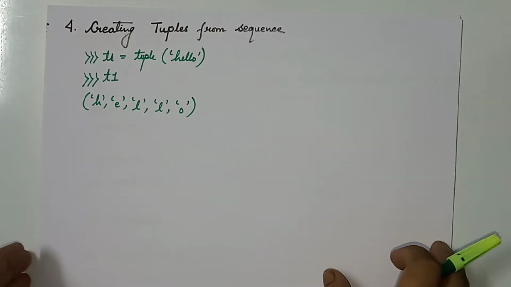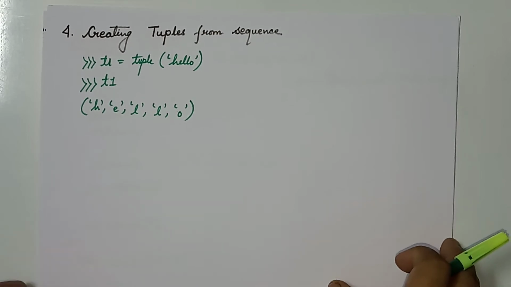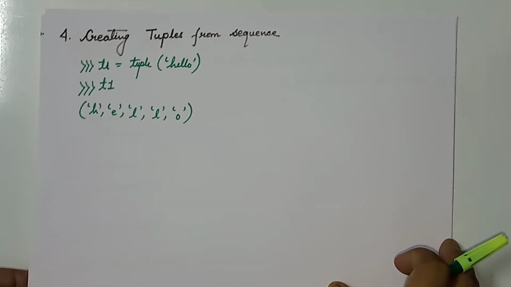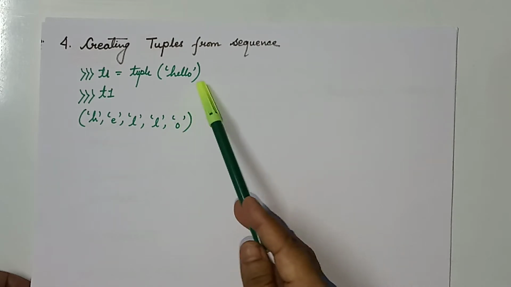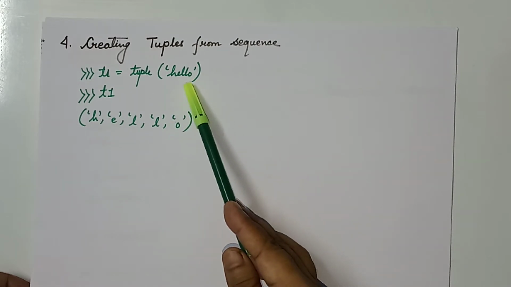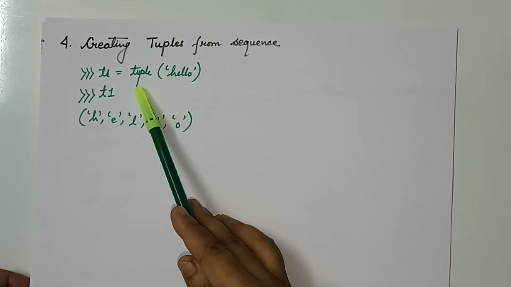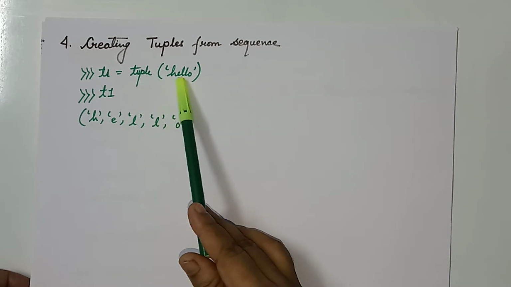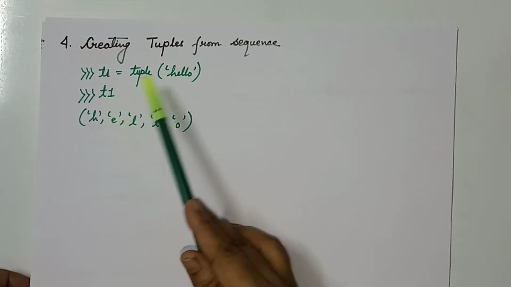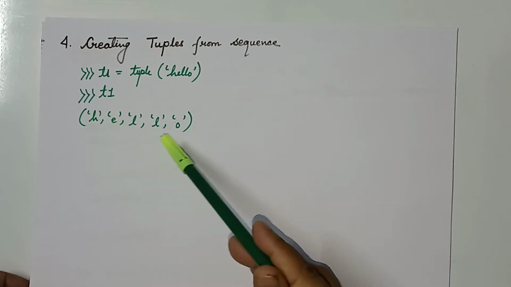From a sequence also we can create a tuple. Just like a string, which is a sequence, is passed in the tuple function, and if we see the content of T1, it has been converted into a tuple.